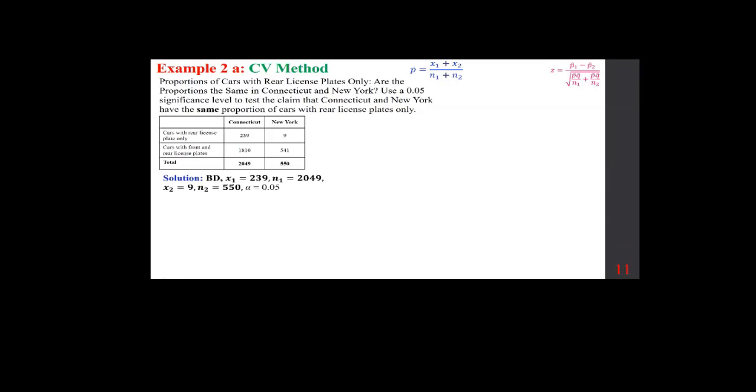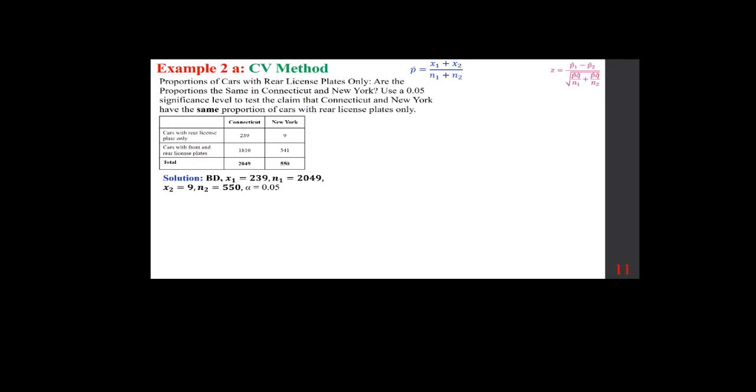By the way, in some texts, instead of saying that, they may use, let's say, X sub C for Connecticut and X sub N for New York, or they actually spell it out. That's fine. Depending on the text, we can have different notations. As long as we understand what we are doing, we are in good shape. So that being the case, x sub 1, n sub 1, x sub 2, n sub 2, alpha, all of the above are known. And so we're going to move on and we're going to come up with various steps. The very first step is H0 and H1.